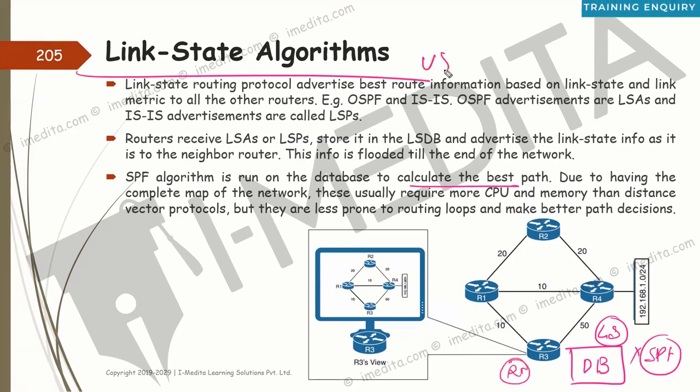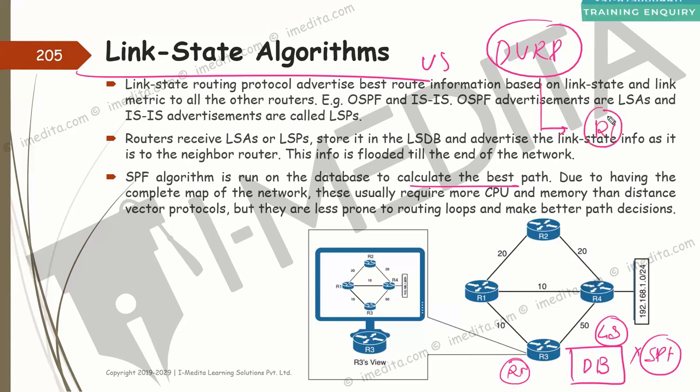So unlike the distance vector routing protocol, where the best path information is given directly from the neighbor router, router 1 calculates the best path to reach the destination and advertises it directly to the neighbor router. Then router 2 receives that best path information, stores it in its own routing table, and then advertises that to the neighboring router.